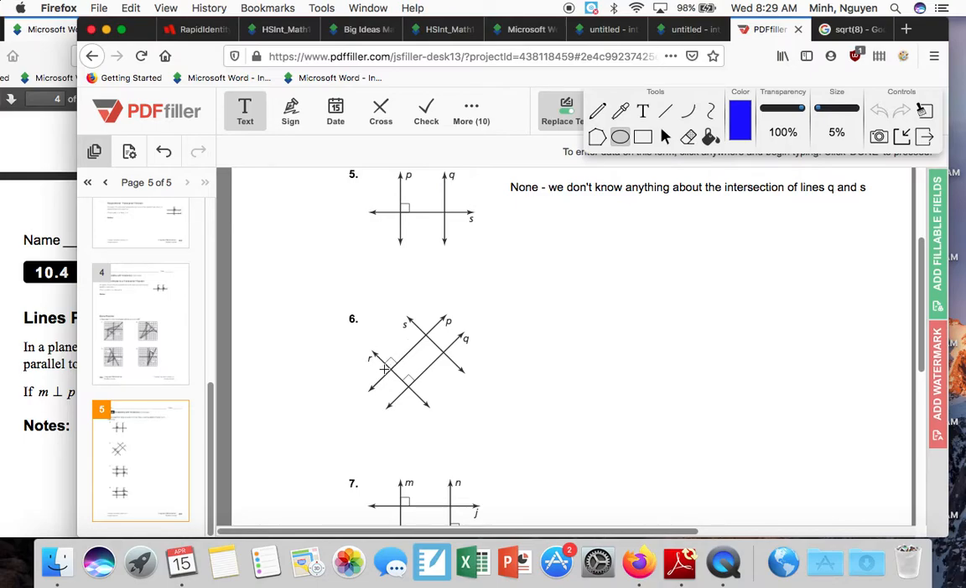So we can't say R is parallel to S or anything like that. But we do know that this angle is perpendicular, or 90 degrees. And then everything else around it must also be perpendicular, because they're all linear pairs. So this and this must be 90 degrees, this and this make 90 degrees, this and this make 90 degrees, and then same here.